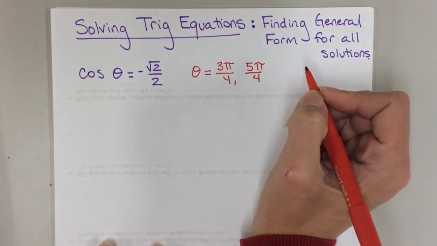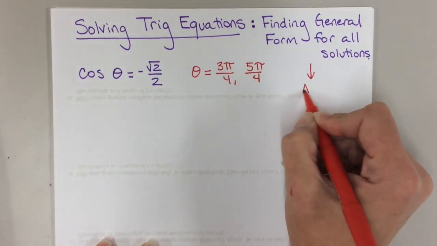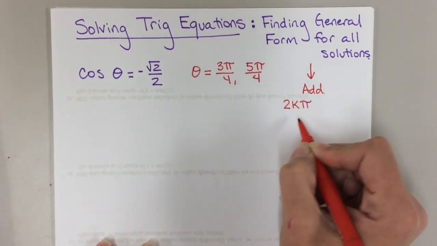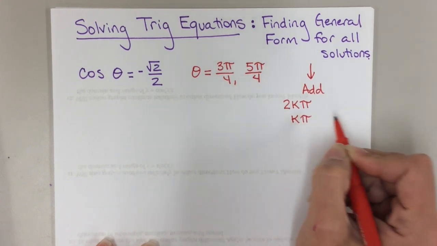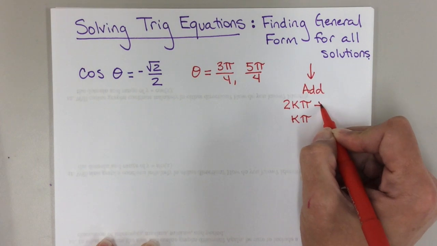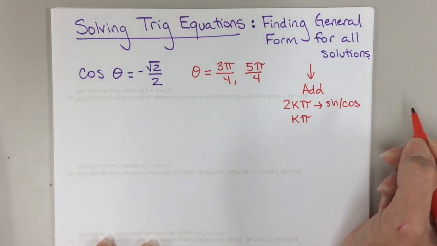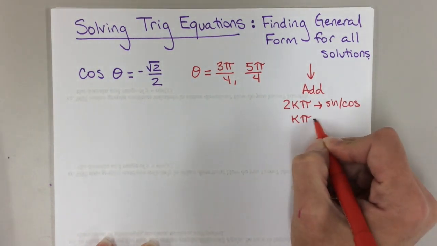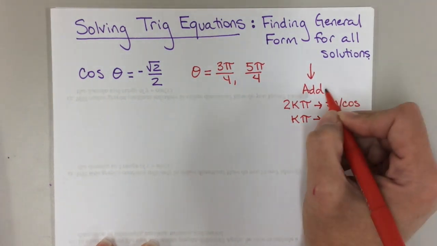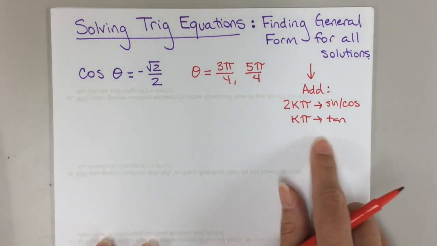Now, when we do general form, we are going to add either 2k pi or k pi to our original solutions. Now this one is for sine, cosine, and its reciprocals, and this one is for tangent and its reciprocal. Okay, and what this is, this is a multiple of the periods of each of these functions.